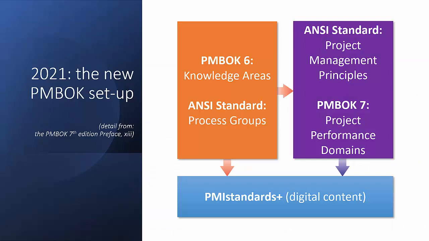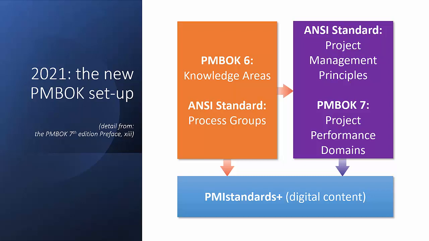PMBOK 6 was structured in knowledge areas and in process groups, whereas the process groups were in the second half of the book, and in particular they were in the American National Standards Institute standard structure for project management. In the PMBOK 7, this has been turned around. It's the American National Standards Institute part which comes first, and then comes the Project Management Body of Knowledge, PMBOK 7, which for those of us who are not in the United States is a little bit confusing, but hey, that's the way it is.